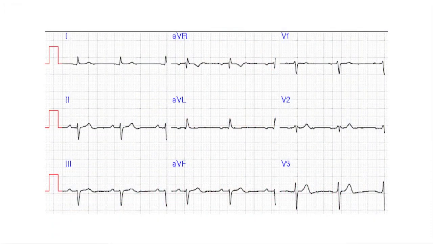As far as interpreting it, I'll just quickly go through it. It's isolated left axis deviation, so you can see that leads 2, 3 and AVF have a predominantly downward deflection, whereas lead 1 has a predominantly upward deflection, and that is how you would diagnose a left axis deviation, but there is nothing else abnormal about the ECG.